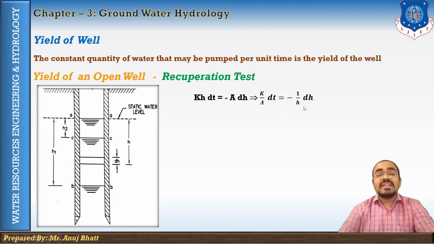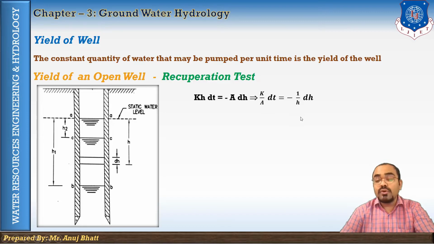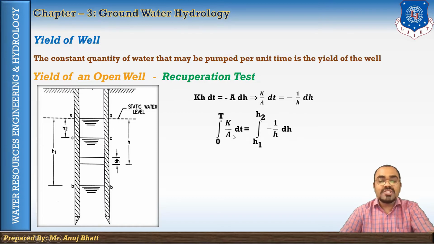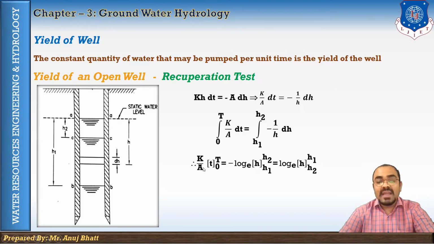Now if we take the integration for both sides, the limit for dt would be 0 to t, and the limit for h would be h1 to h2. So the integration 0 to t of K by A into dt equals h1 to h2 of minus 1 upon h into dh. So now after integration we'll get K by A into t from 0 to t, minus the integration of 1 upon h, that is log h from h1 to h2.